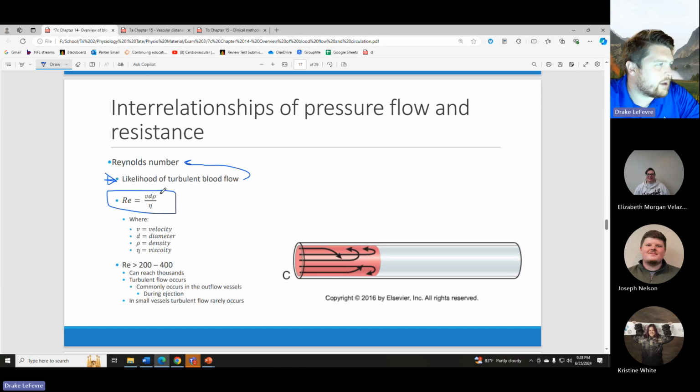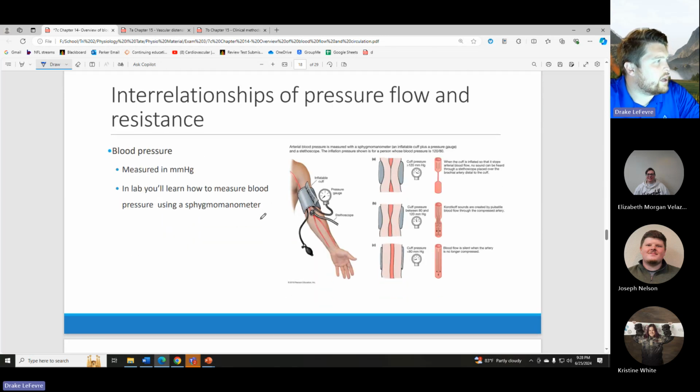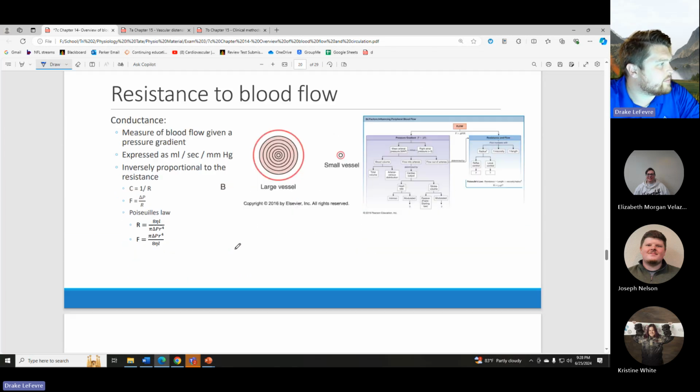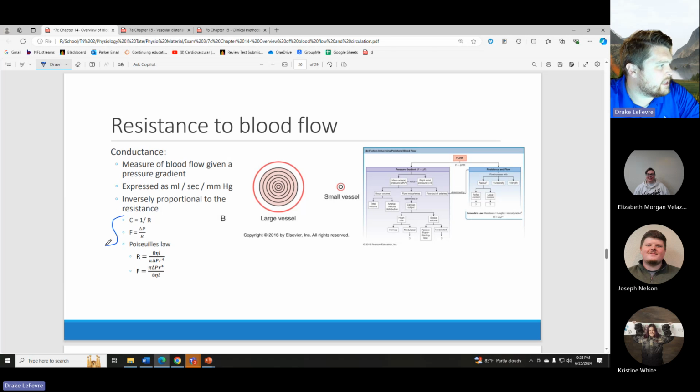Probably, I don't think he would make you calculate that. The ones he will like you to calculate, or at least understand to be able to calculate, are going to be some of these guys down here. Conductance, not to be confused with compliance. Conductance is different. This is the measure of blood flow given a certain pressure gradient, and it is inversely proportional to the resistance. So here's our equation for resistance versus flow.